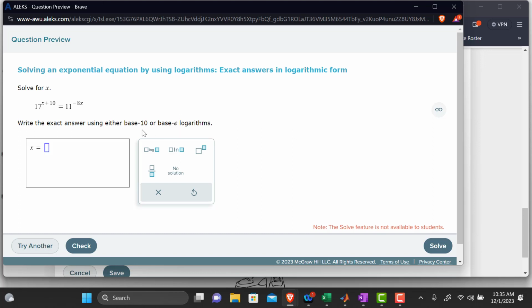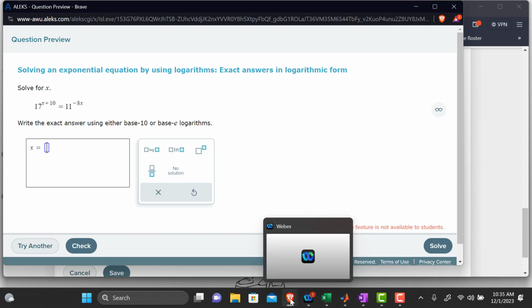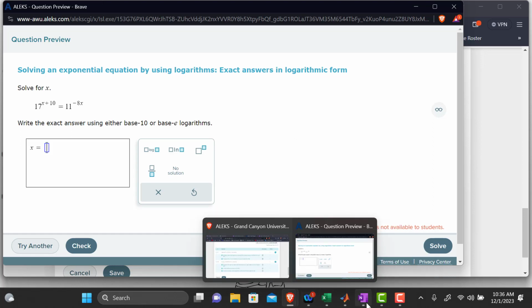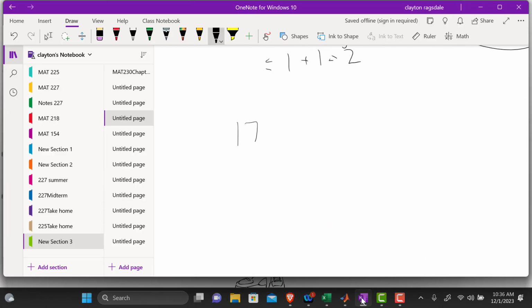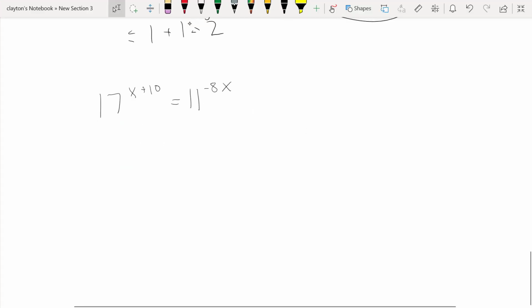Right, so I have 17^(x+10) = 11^(-8x). See if I can remember that. 17^(x+10). I think it's 11^(-8x). Let's go double check. We're good. Okay. And it wants an exact answer.